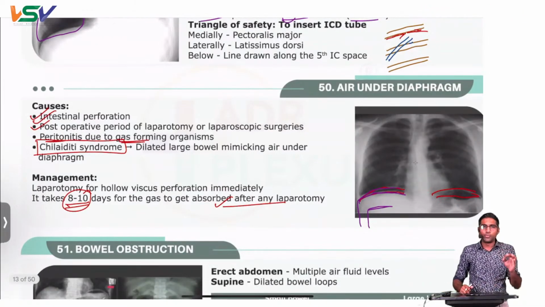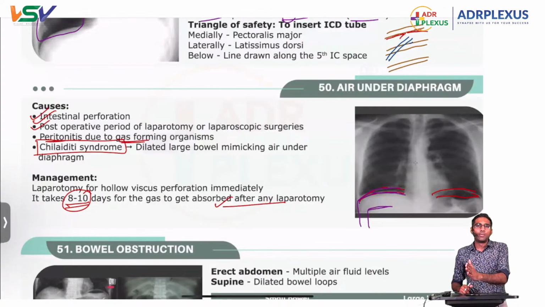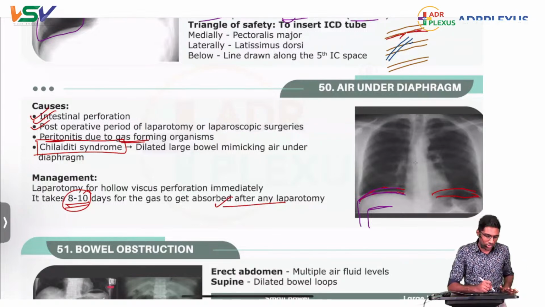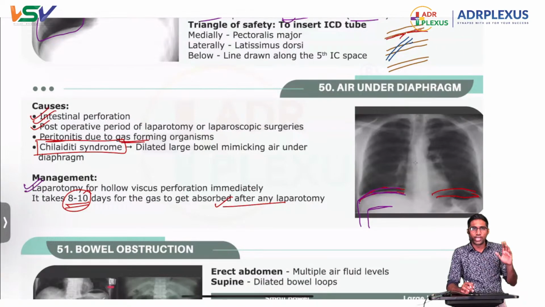So always, if you confirm it as air under diaphragm, confirm it as a case of hollow viscus injury, you should go for laparotomy only. Immediate laparotomy has to be performed. No point in wasting the time. It will again augment the peritonitis features.